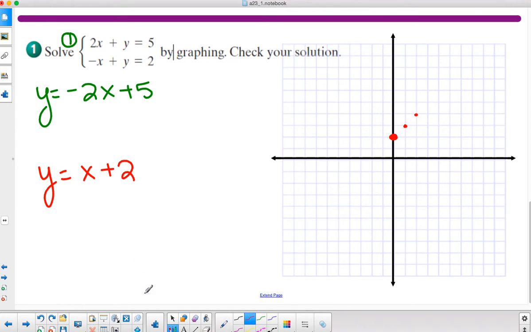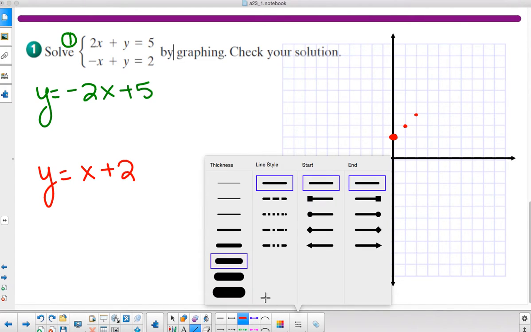Now I am going to come down here and cheat with respect to the line just because it is rather embarrassing that I can't do that very well.